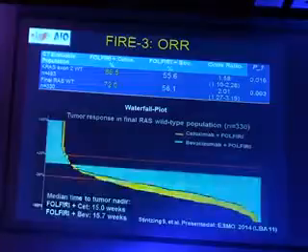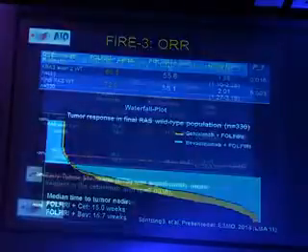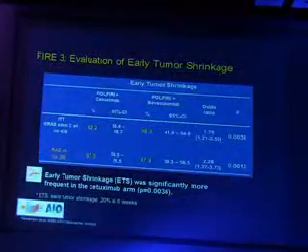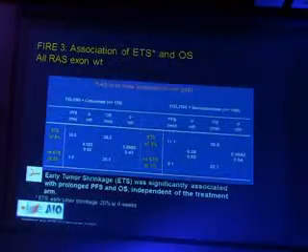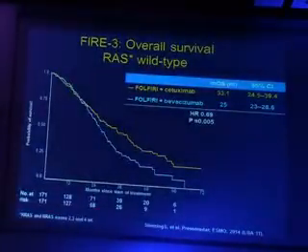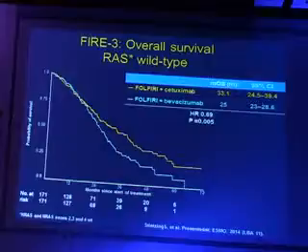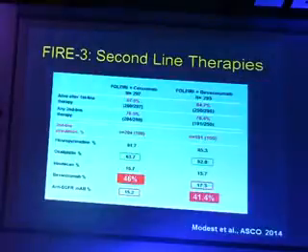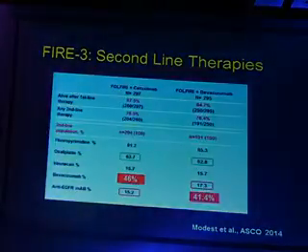If you add rituximab to FOLFIRI, that response was greater, which correlated with overall survival. And the overall survival for the RAS wild-type patients was 33 months. So if you start with chemotherapy plus rituximab, you are likely to get an overall survival of 33 months. If you start with bevacizumab, the overall survival is 25 months. So an 8-month difference.